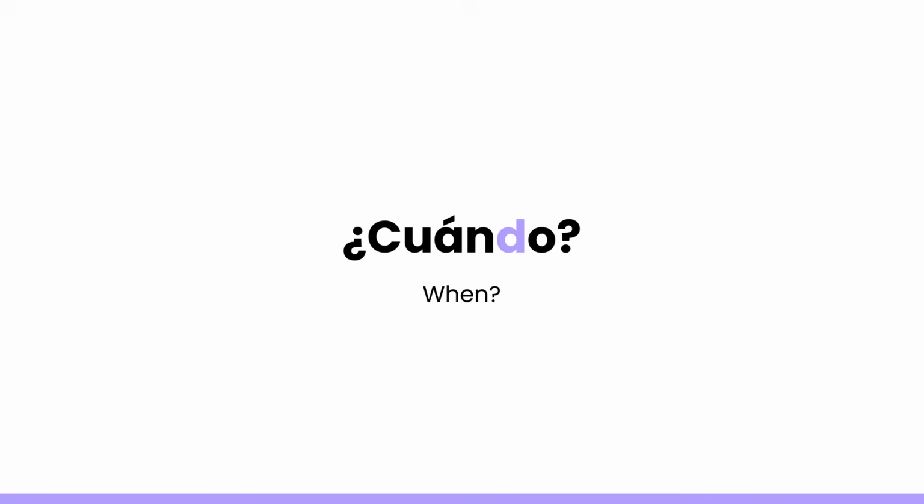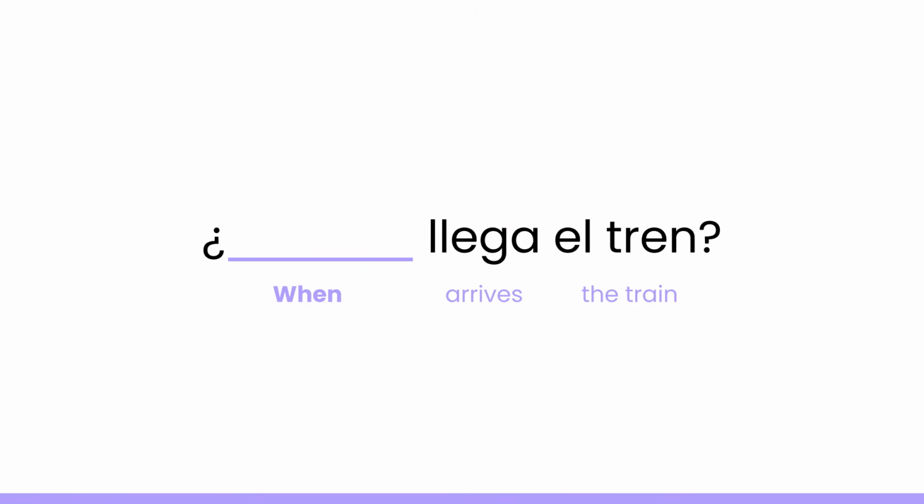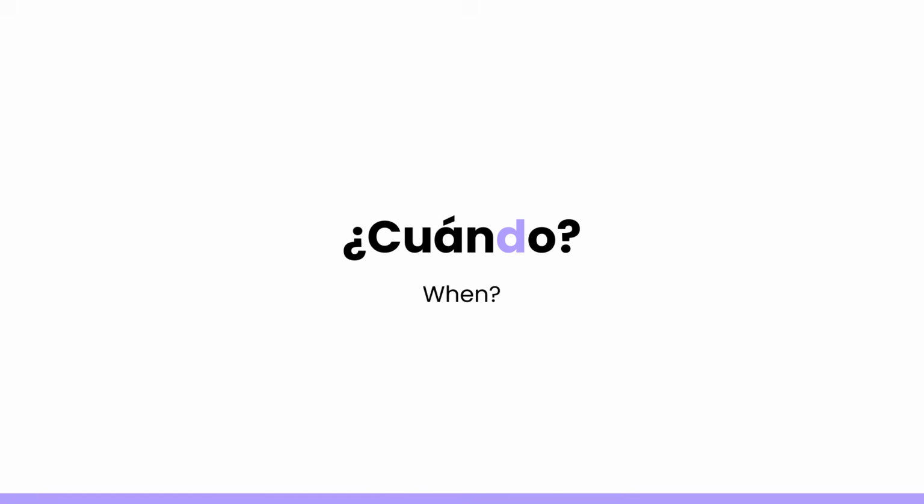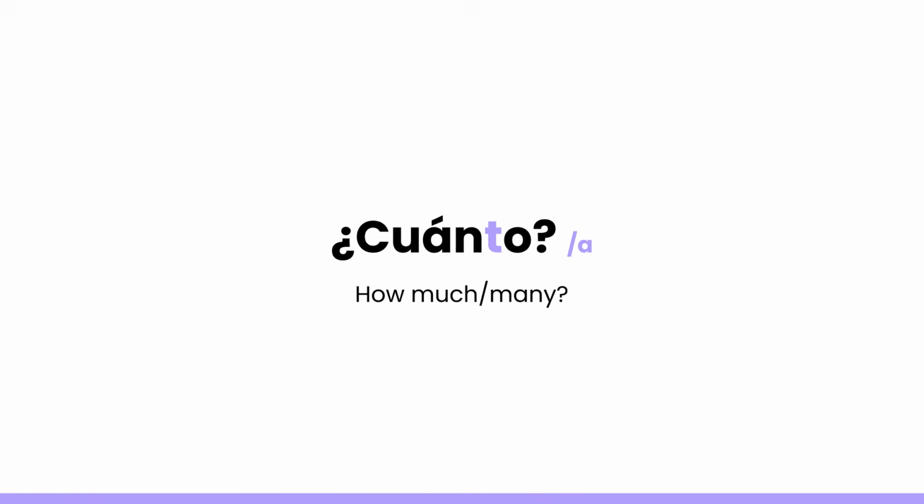¿Cuándo? which means when. ¿Llega el tren? When arrives the train? Llega, arrives, el tren, the train. So because we're talking about el tren, we use llega. When arrives the train? ¿Cuándo llega el tren? When does the train arrive? And notice that I've highlighted the D because there's also cuánto, which is the next word that we'll learn.